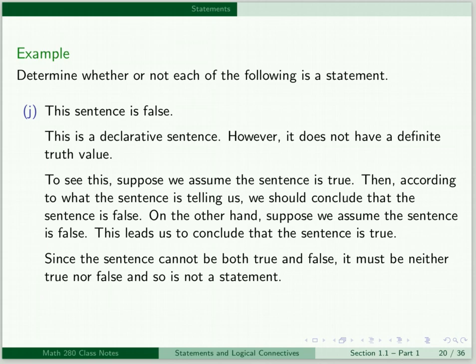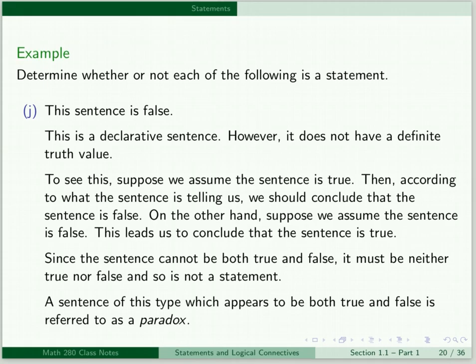Since the sentence cannot be both true and false, it must be neither true nor false, and so is not a statement. A sentence of this type, which appears to be both true and false, is referred to as a paradox.